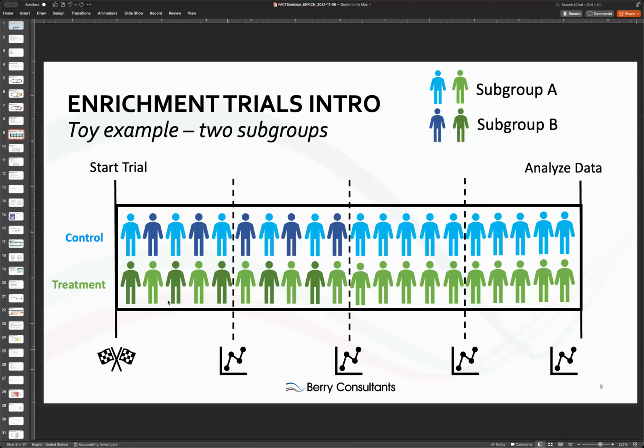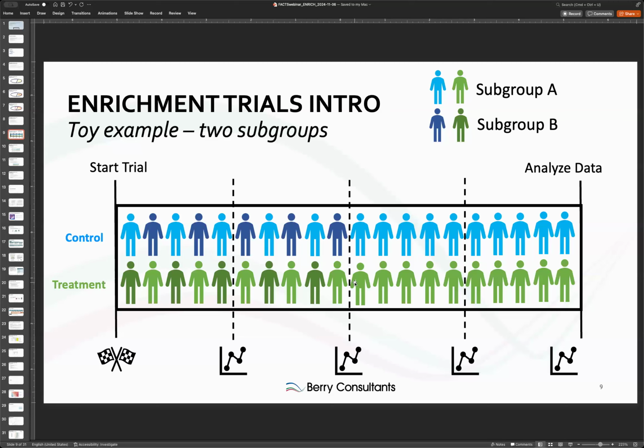Maybe we schedule an interim analysis, 10 patients in, we evaluate the data, and we say, okay, we don't have enough evidence to stop a subgroup, let's continue randomizing as planned. We do another interim analysis, and at this analysis, it looks like subgroup B is performing poorly. So we make the decision to stop enrolling subgroup B. We adapt our inclusion-exclusion criteria to include now only subgroup A patients, and we continue with those patients alone for the remainder of the trial.